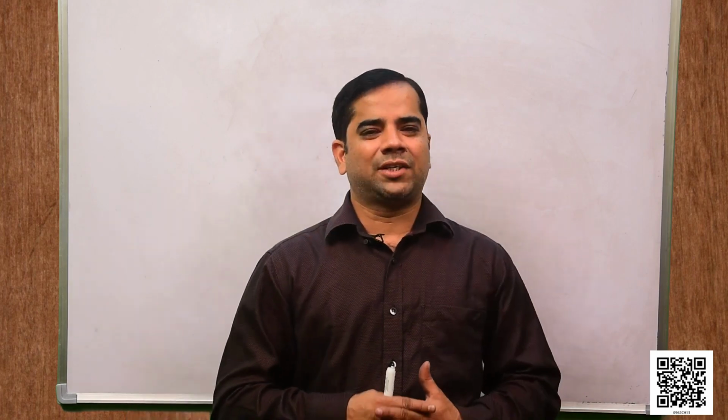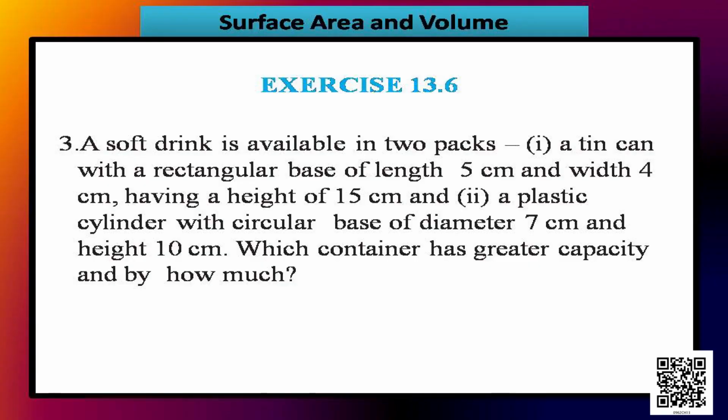Students, let us now discuss question number 3. It says a soft drink is available in 2 packs. First, a tin can with a rectangular base of length 5 cm and width 4 cm having a height of 15 cm, and second, a plastic cylinder with circular base of diameter 7 cm and height 10 cm. Which container has greater capacity and by how much? So let us discuss the solution.